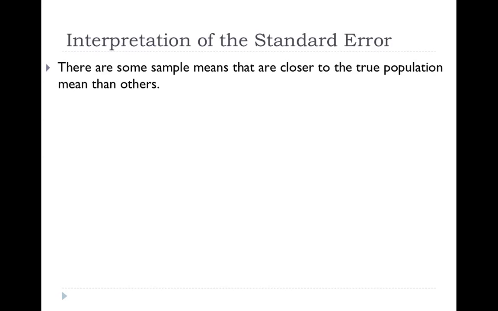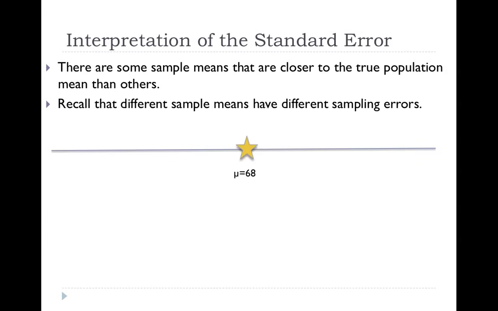Okay, so there are some sample means that are closer to the true population mean than others. We already saw before that our sample mean of 67 was pretty close to our population mean of 68. In fact, its sampling error, which was simply found by taking 67 minus 68, which is -1, has an absolute value of 1, which means it's only 1 unit away from the population mean. But others are pretty far away.